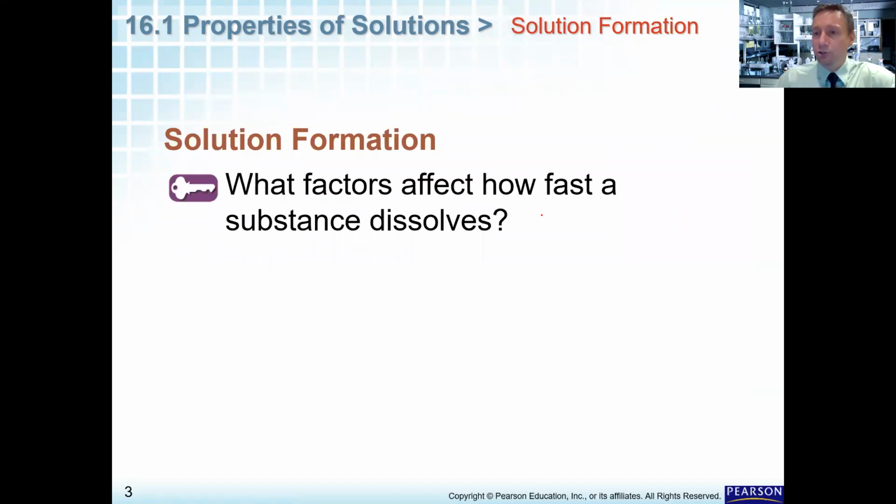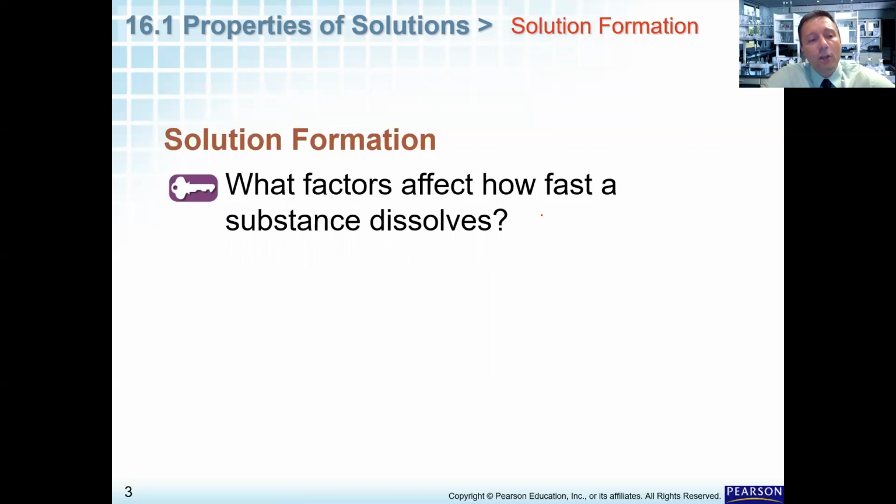So we're going to talk about solution. Solution chemistry is a very big area, a big subject, a concept in and of itself. So we're only going to really touch the basics of it. So what factors affect how fast a substance dissolves? Think about that. You have a cup of coffee and you want to put some sugar in it. It's hot. So you can put that in, stir it up, and it's going to dissolve actually quite rapidly.